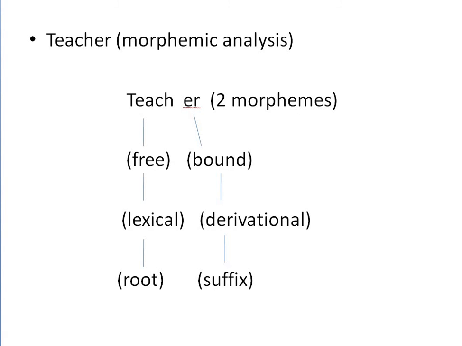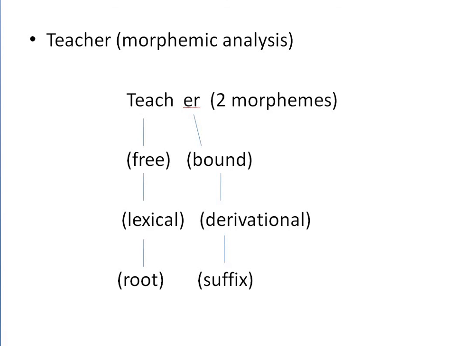Then the word teacher. Morphemic analysis, division of the word into morphemes. Teach and er, two morphemes, which is bound and which is free. Teach is actually free and er is actually a bound morpheme. Then which type of free? Either lexical or functional. Teach is actually a verb conveying a message, carries a content, so it's a lexical one. Then which type of bound? It's er. It's changing the grammatical category of the word teach, so it's derivational.